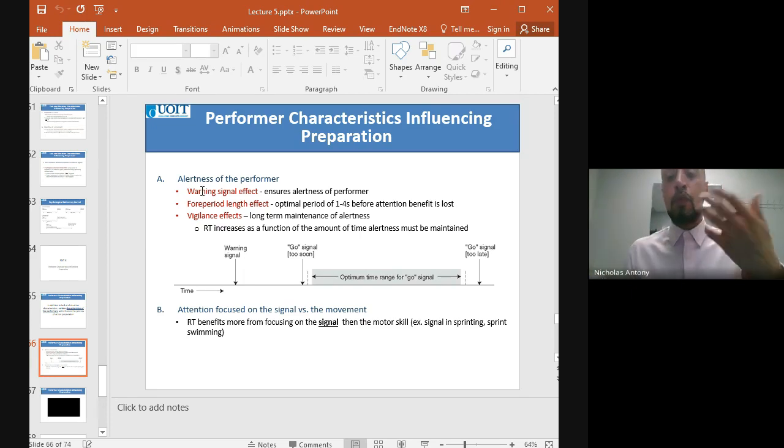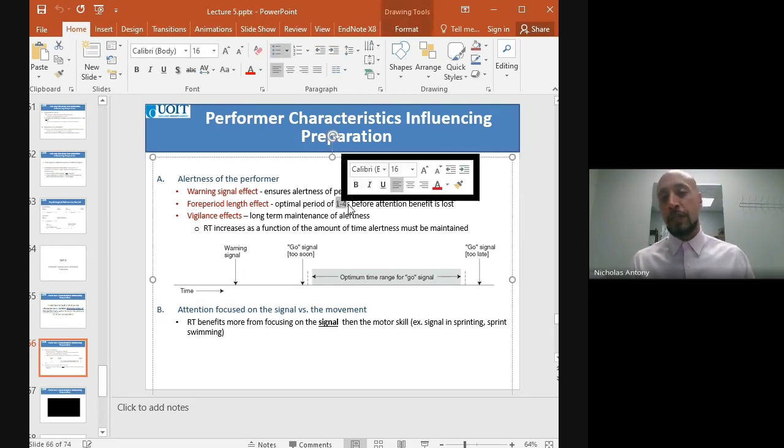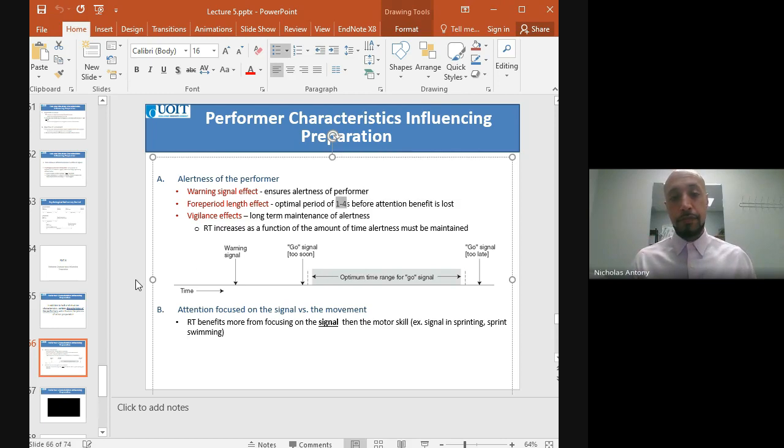When you have a warning signal, it gives them a warning and increases the alertness. So by having warning signals, you're decreasing reaction time. You're improving the alertness of the participant. But there's only a certain effect. If I give a warning signal that the stimulus is going to happen, that alertness increase only happens for 1 to 4 seconds, and then it resets.